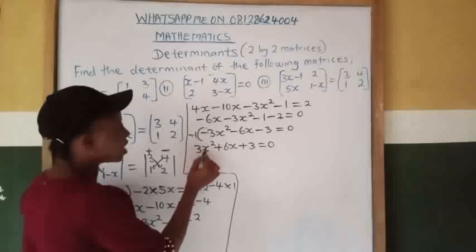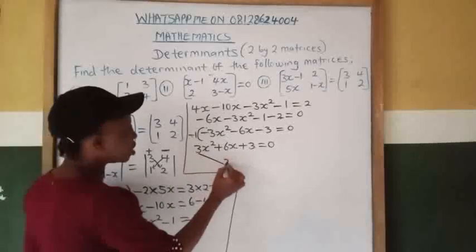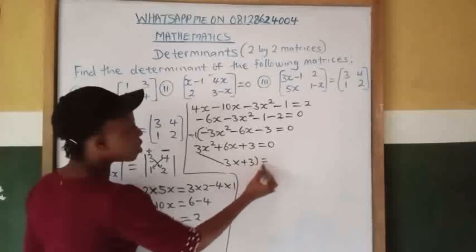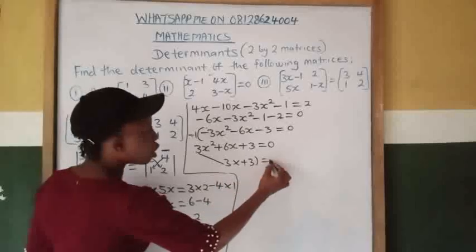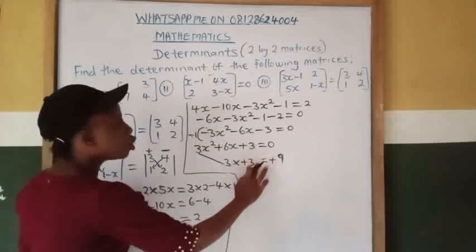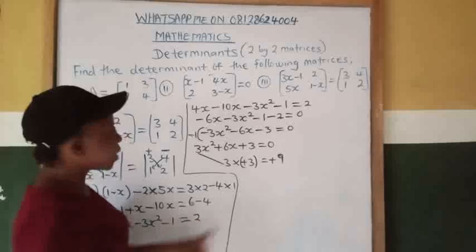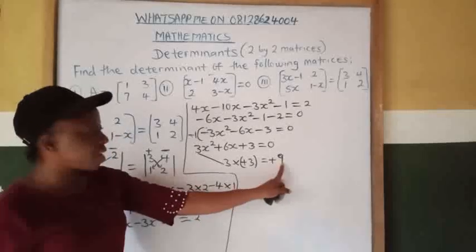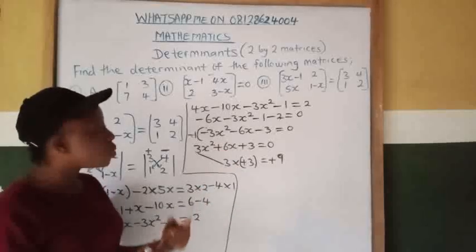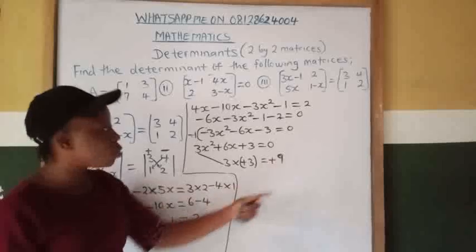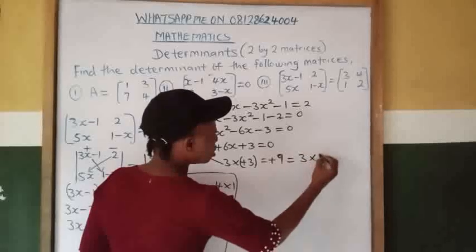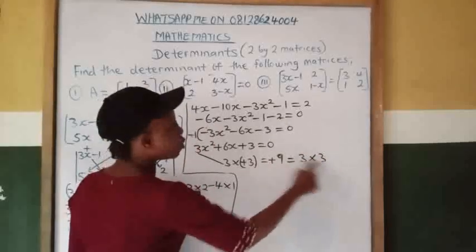So the coefficient of this x raised to power 2 is 3. Then multiply by the constant value here, plus 3. So 3 times plus 3 will give us plus 9. So we are going to look for 2 factors that we are going to multiply together that will give us plus 9. Then when we add together, that will give us plus 6. So they are 3 times 3. So 3 times 3 will give me 9. So 3 plus 3 will give me 6.